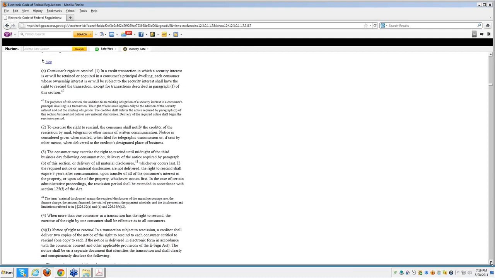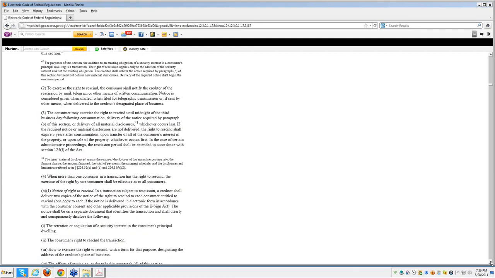For purposes of this section, the addition to the existing obligation of a security interest in a consumer's principal dwelling is a transaction. The right of rescission applies only to the addition of the security interest and not the existing obligation. The creditor shall deliver the notice required by paragraph B of this section, but need not deliver new material disclosures. Delivery of the required notice shall begin the rescission period.